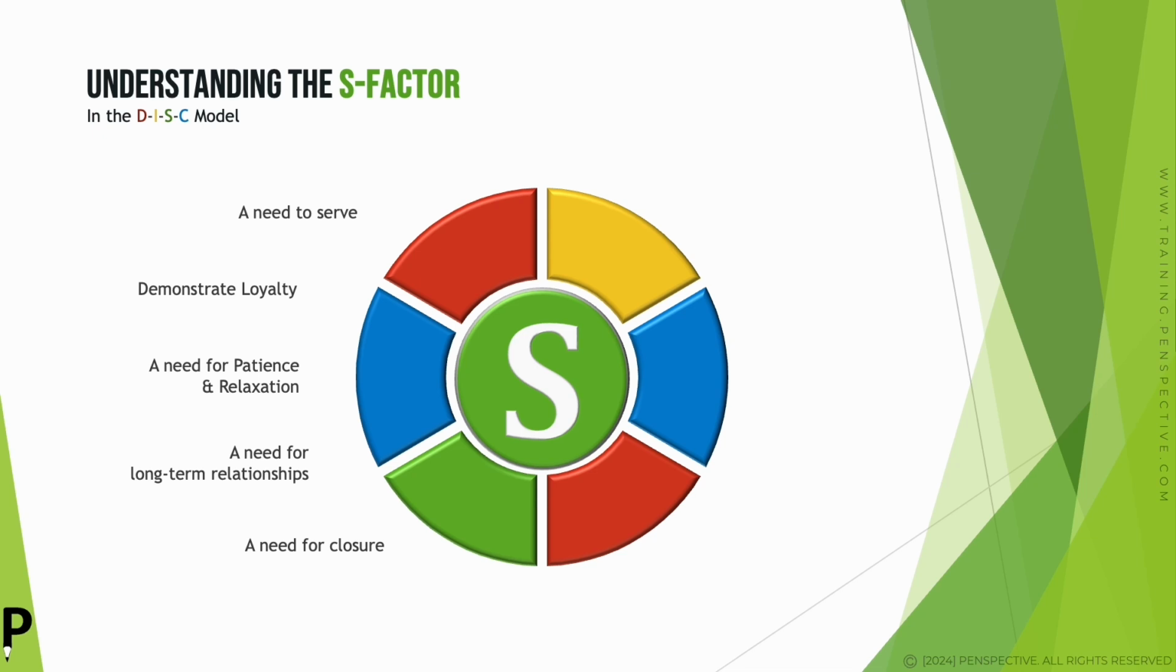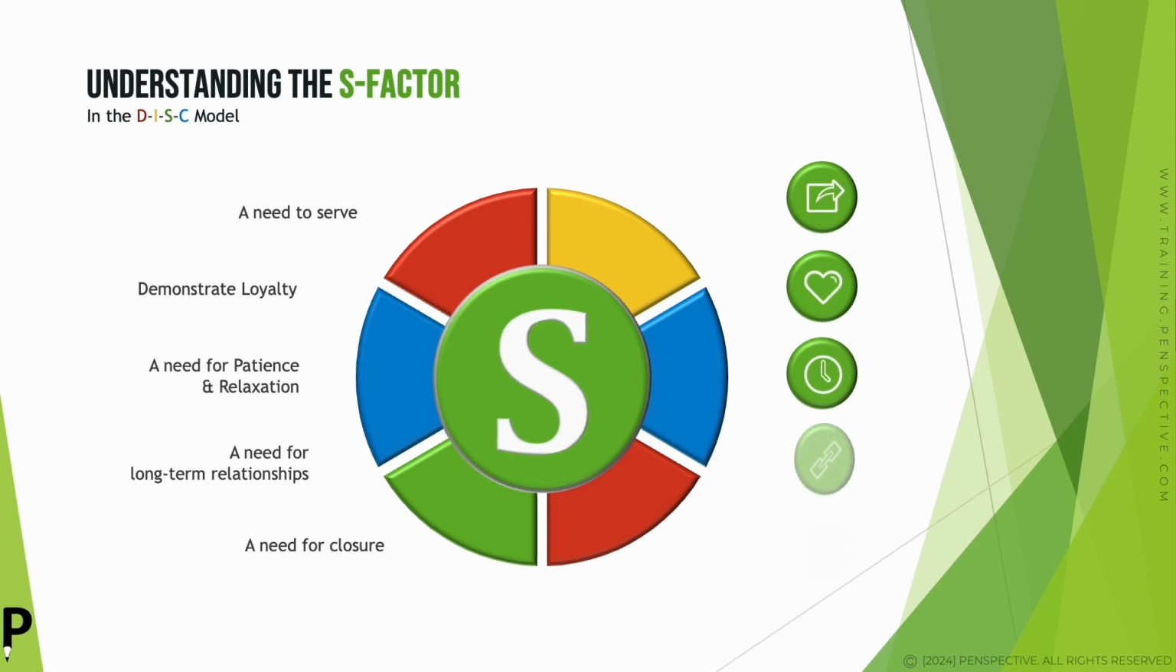In summary, the dominant S style embodies traits such as sensitivity, reliability, and adaptability, making them valuable assets in any team or organization. Their amiable nature, coupled with their steady and serene demeanor, fosters strong relationships and contributes to a harmonious work environment.